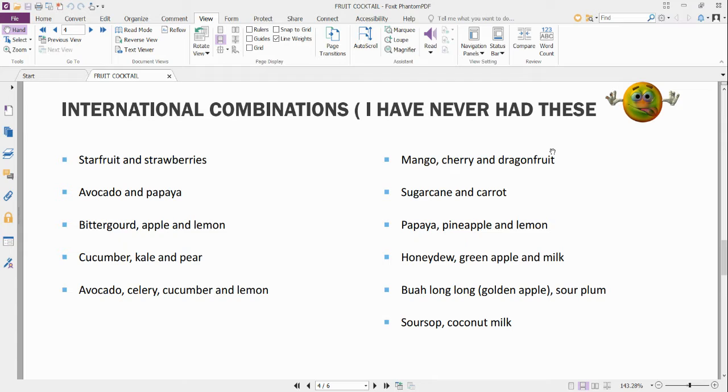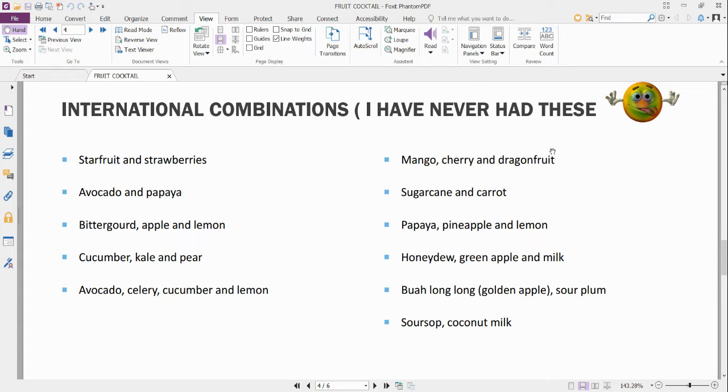Like for example, the starfruit and strawberries are good combinations. The write-up will be able to explain to you why these particular two fruits would work well together and why you need to combine them. Mango, cherry, dragon fruit. Dragon fruit is becoming a fruit of interest not only internationally but even locally. Some farmers are already growing it, so soon maybe the prices will also go down.